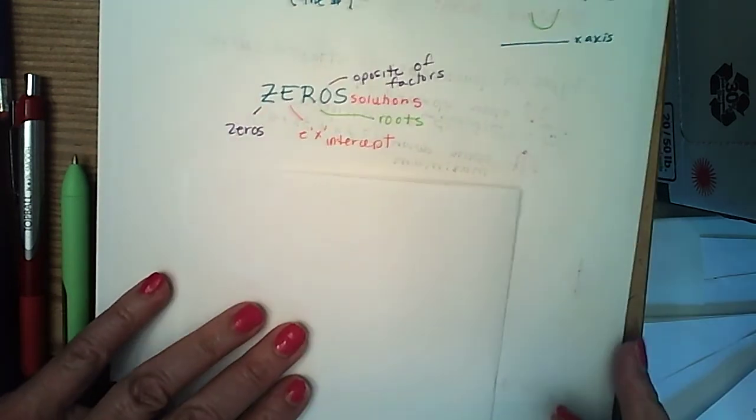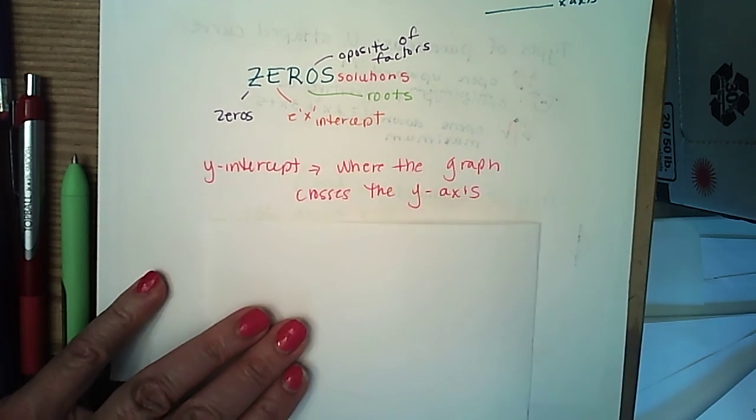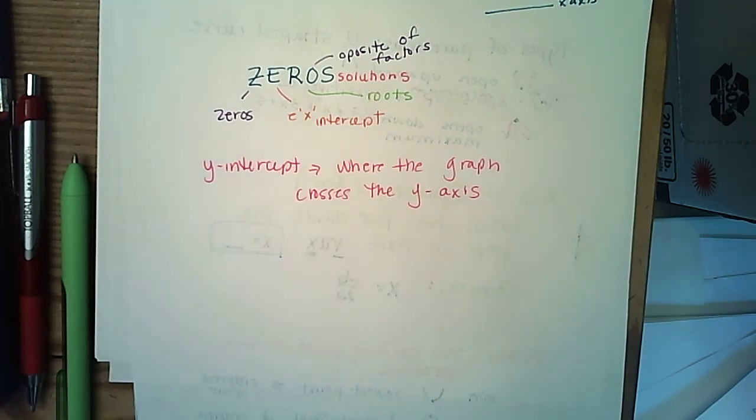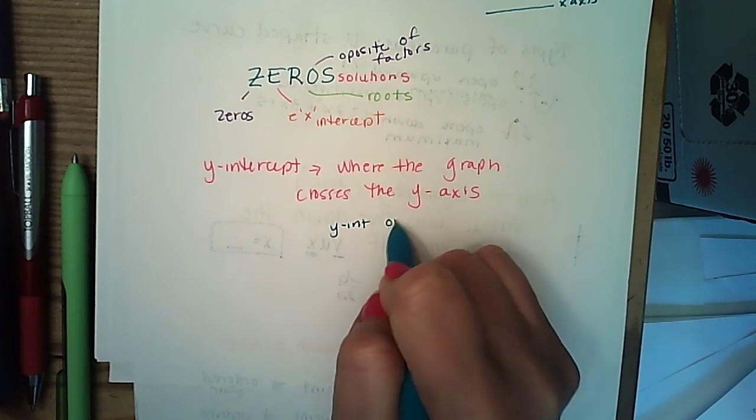And the last vocabulary word, and then we're going to start putting it all to use, is my y-intercept. If you recall, my y-intercept is where the graph crosses my y-axis. So wherever my graph crosses my y-axis, I get my y-intercept. That's pretty basic. And again, the y-intercept is an ordered pair.